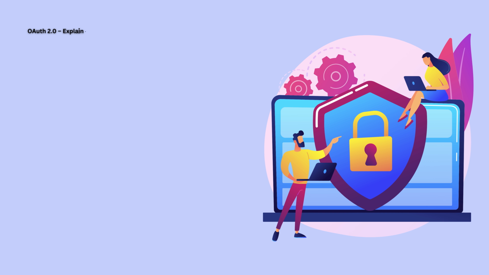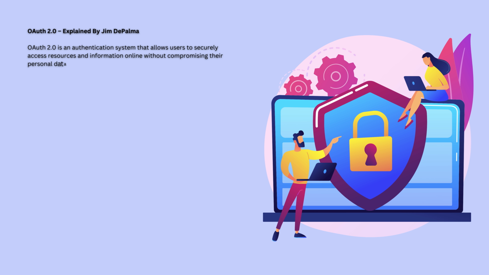OAuth 2.0, explained by Jim DePalma. OAuth 2.0 is an authentication system that allows users to securely access resources and information online without compromising their personal data. In other words, it's a way to authorize one application to access another application on behalf of the user. What are the benefits of OAuth 2.0?